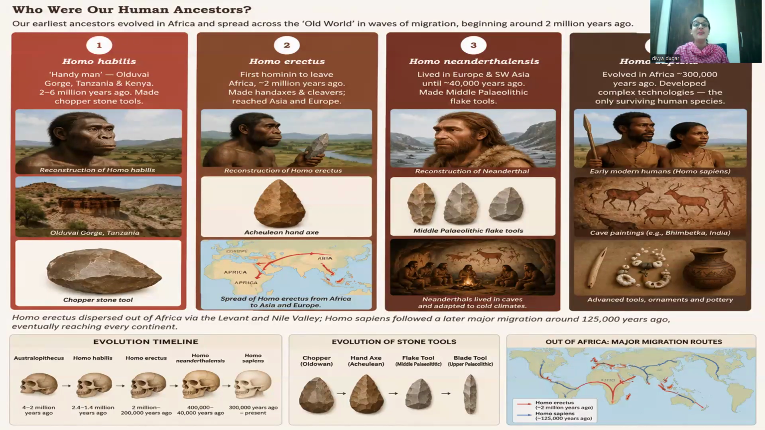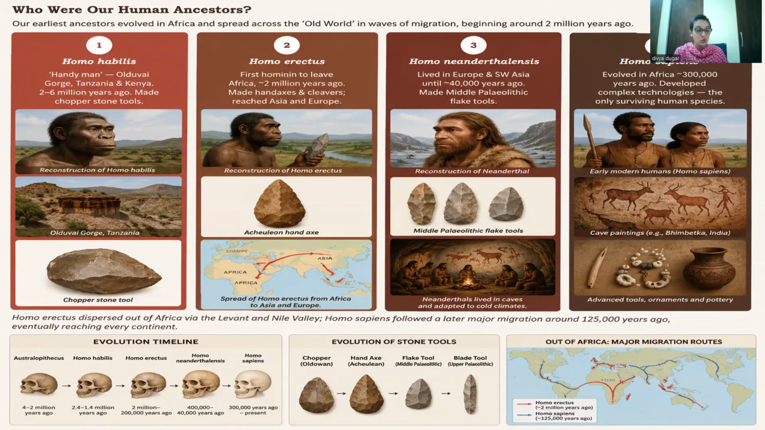Students, who were our human ancestors? Okay, so this is what we should know. First of all, if we speak about who our human ancestors were, we should know where they were and from where they came. It has been noticed that our early ancestors evolved in Africa, and they spread across the old world in waves of migration. It began around 2 million years ago.